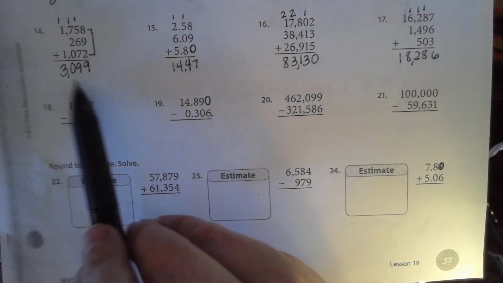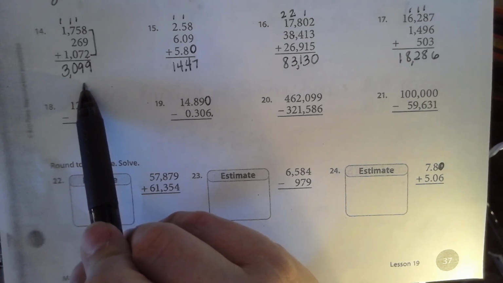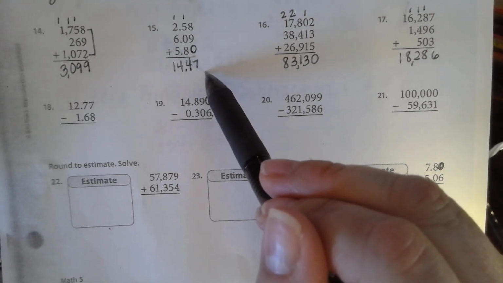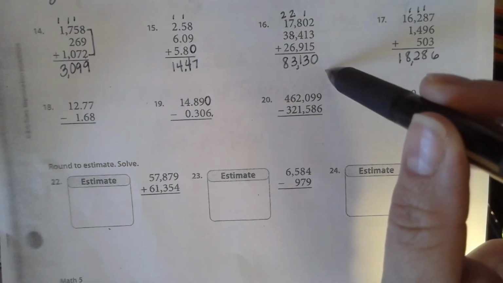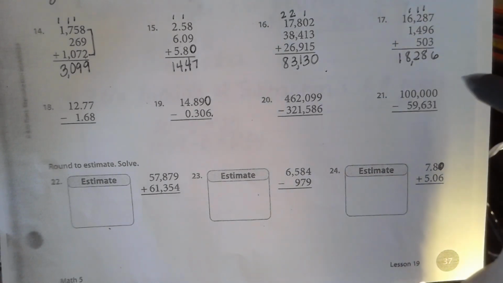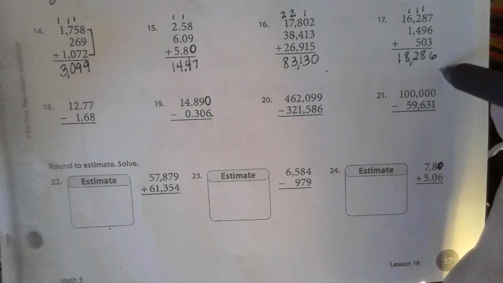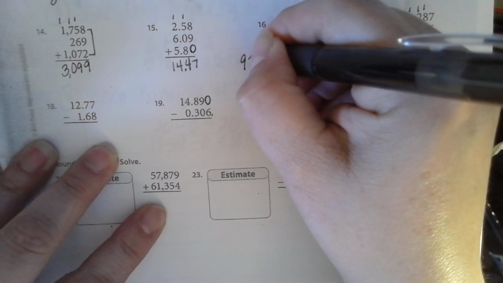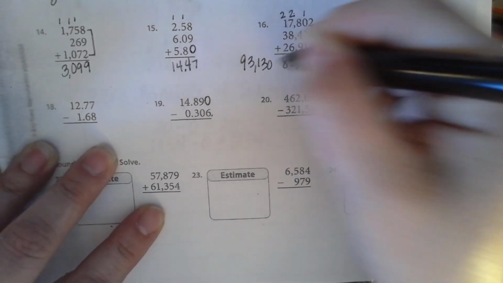All right, so let me read these out to you in case they're hard to read. Number 14 is 3,099. Number 15 is 14.47. 16, I got 83,130. And for 17, I got 18,286. Any questions? Did anybody get a different answer on any of these? Sassafras. Number 16, I got 93,130. 93,130. Okay, so let's take a look.